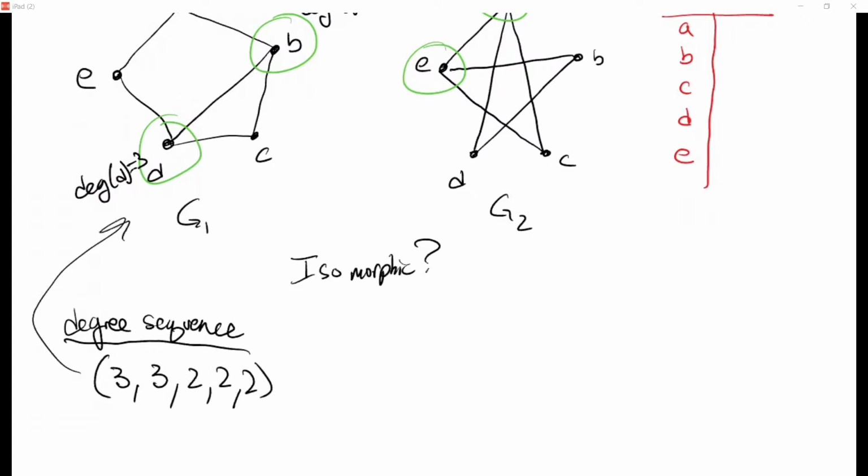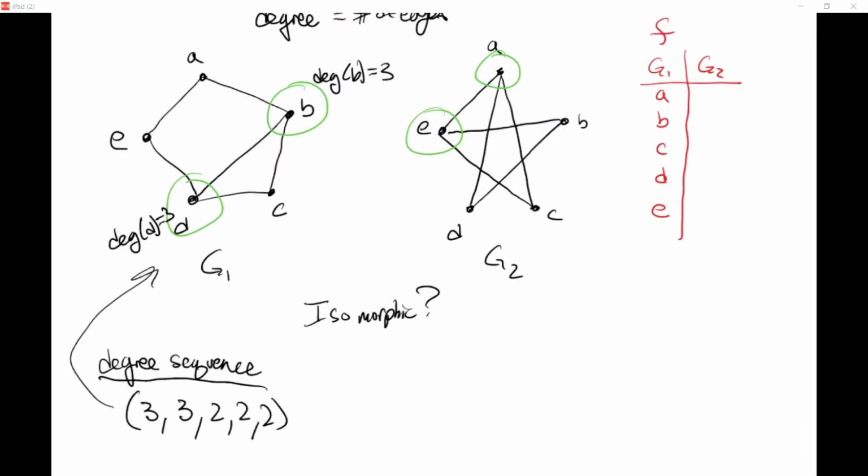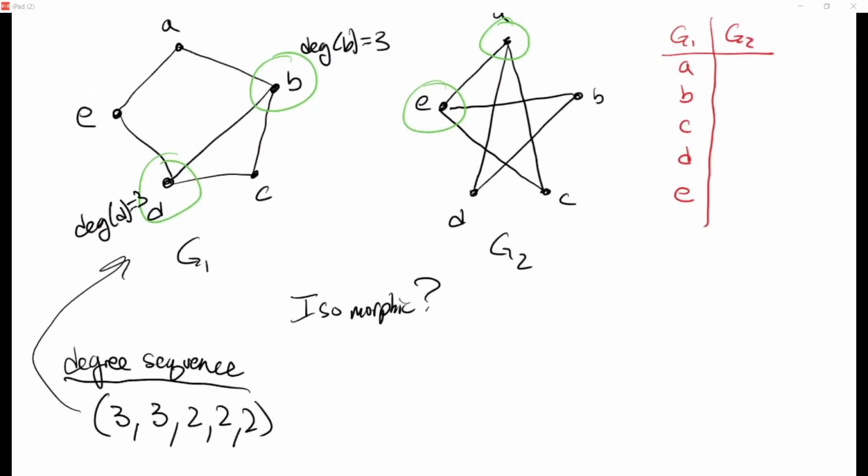So in this case, graph 1, the degree sequence is 3, 3, 2, 2, 2. And in graph 2, the degree sequence is 3, 3, 2, 2, 2. So that's a hint that they could be isomorphic.